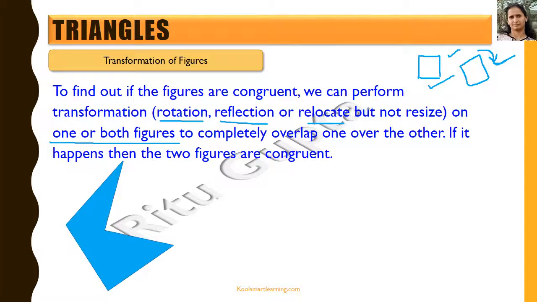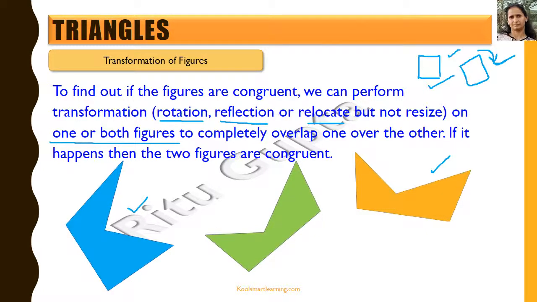Now we'll take this example. So this is one shape that we have. This is another one that we have. They are similar kinds of pentagons, but if we try to place the blue one over the mustard, these will not overlap completely even after transformation. So these are not congruent.